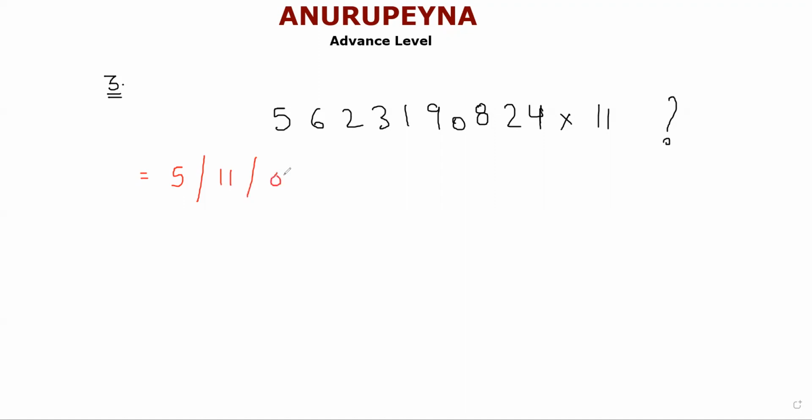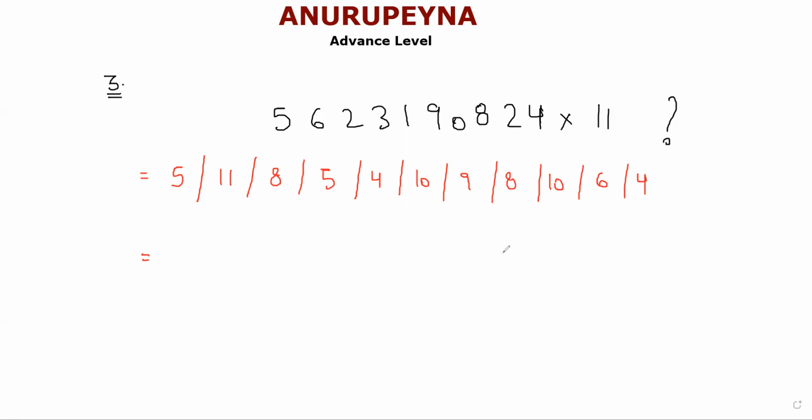Let's take a bigger question now. 506,231,908,024 times 11. If you allow me, can I write directly the second step? Just focus on my voice: there is 5, and then there is 5 plus 6, that is 11. There is 6 plus 2, that is 8. There is 2 plus 3, 5. 3 plus 1, 4. 9 plus 1, 10. 9 plus 0, 9. 0 and 8, 8. 8 and 2, 10. 4 and 2, 6. And then 4.